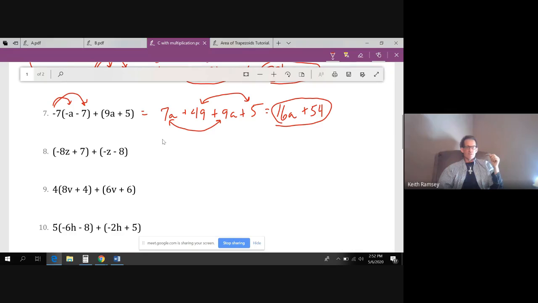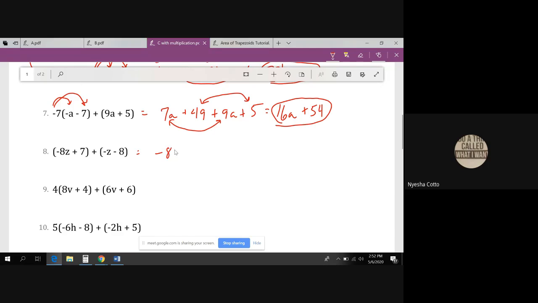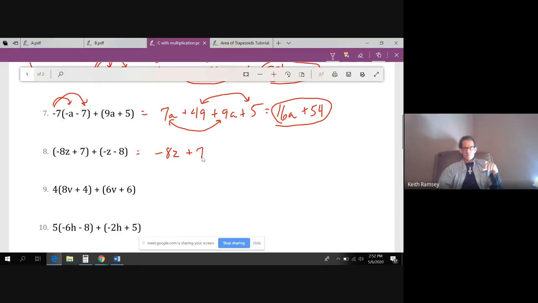Here's number 8. Nothing to multiply here. It just says negative 8z and 7. So I'm just going to rewrite that. Negative 8z plus 7. Nothing to multiply here because there's nothing outside the parentheses. So I'm just going to rewrite minus. Now this z doesn't have anything there, so I'm going to write minus 1z minus 8.